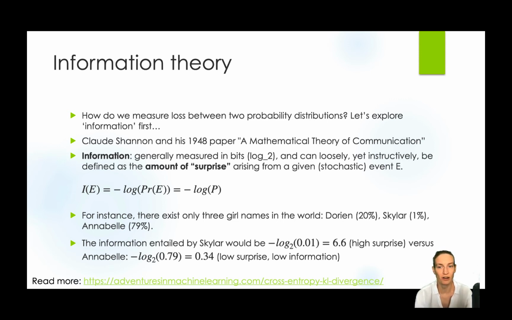Now, how much is the information entailed in the name Skylar? So we take the negative log probability of the occurrence probability, and that would be 6.6. So a very high surprise. Now, if we look at Annabelle, which is a very common name, the negative log probability is 0.79, so a very low surprise or low information entailed in that occurrence or that name. Now, note that we said that it's measured in bits, so that means we can actually read this as the information entailed in Skylar is 6.6 bits.